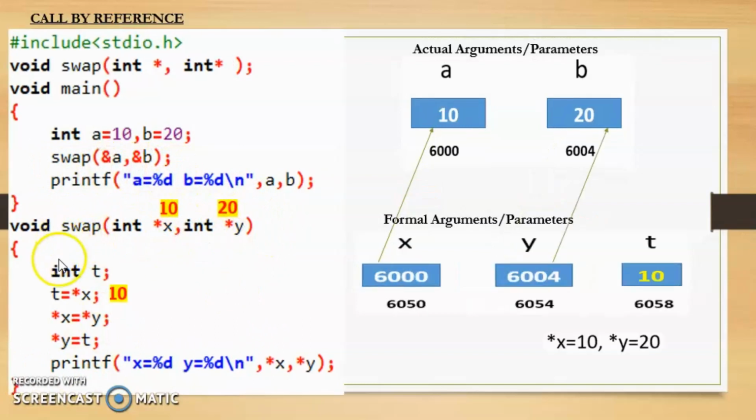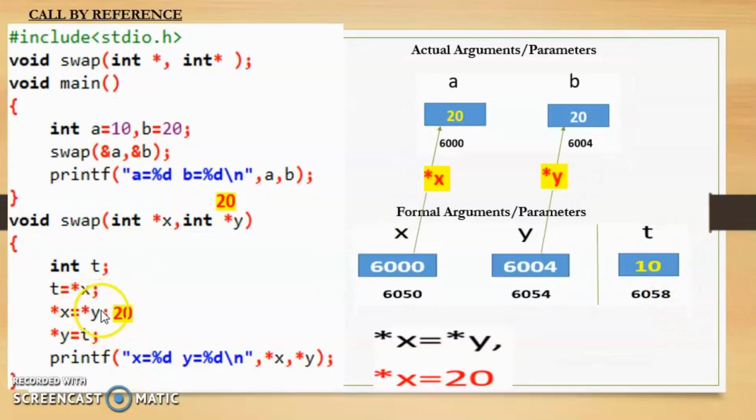Then inside this swap function we have declared an integer variable t, and we are assigning this pointer x value to t. Now pointer x value is 10, so we will assign this value 10 to the variable t. So we can see that we have assigned 10 to variable t, and t will be stored at some address. Next we will assign pointer y value to pointer x. Pointer y value is 20, so we will assign 20 to pointer x.